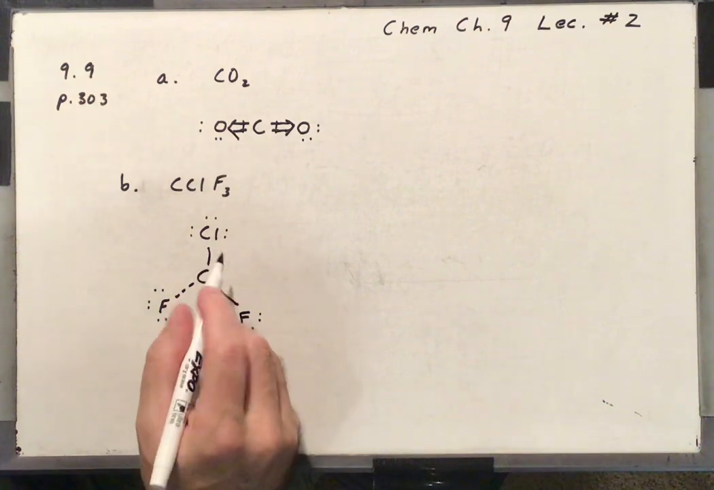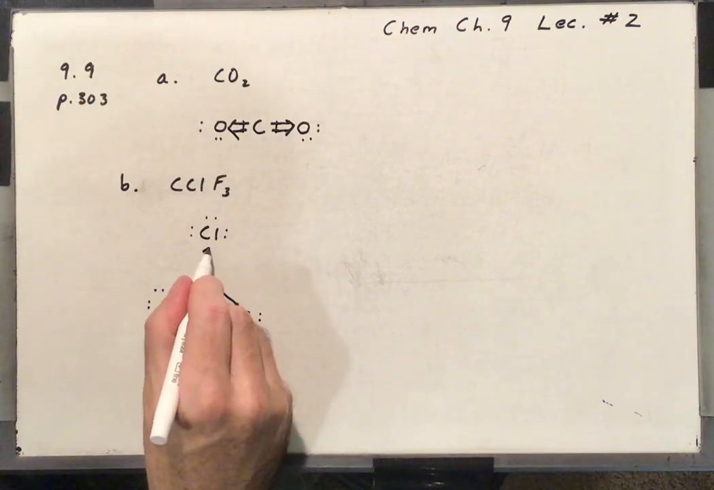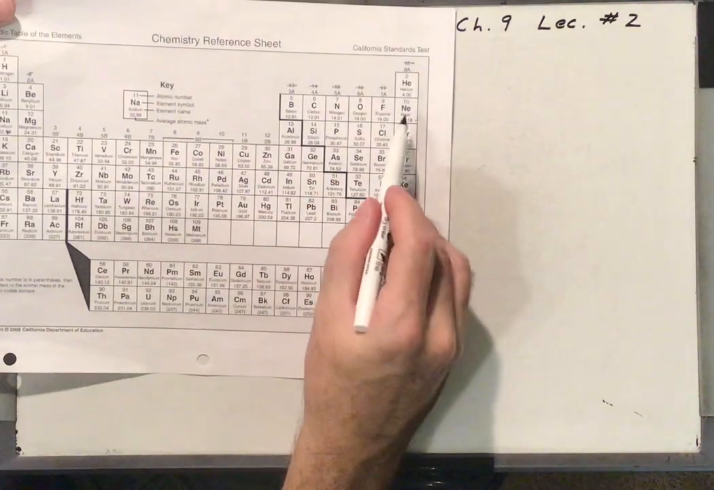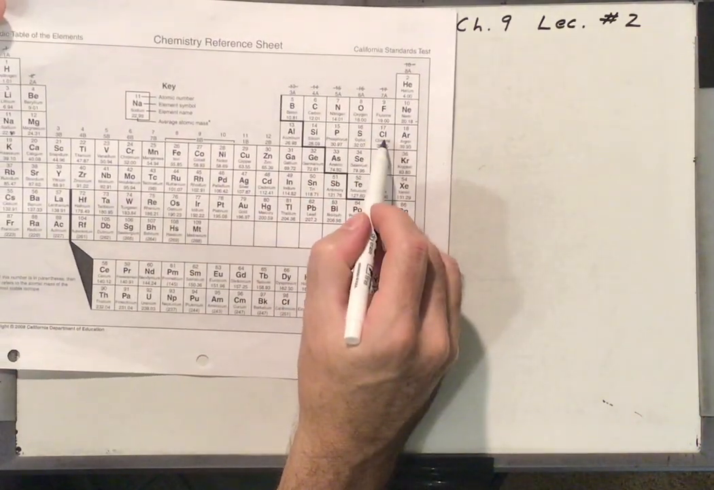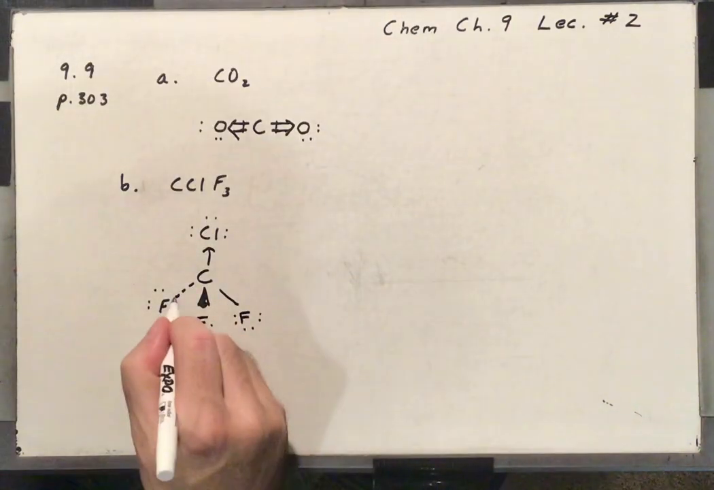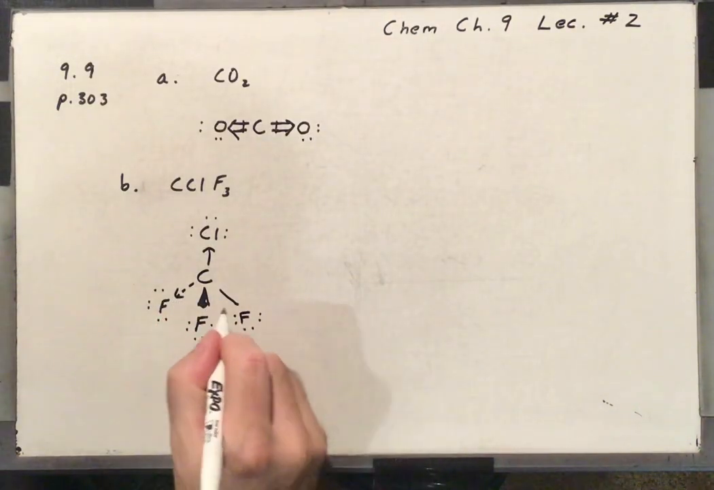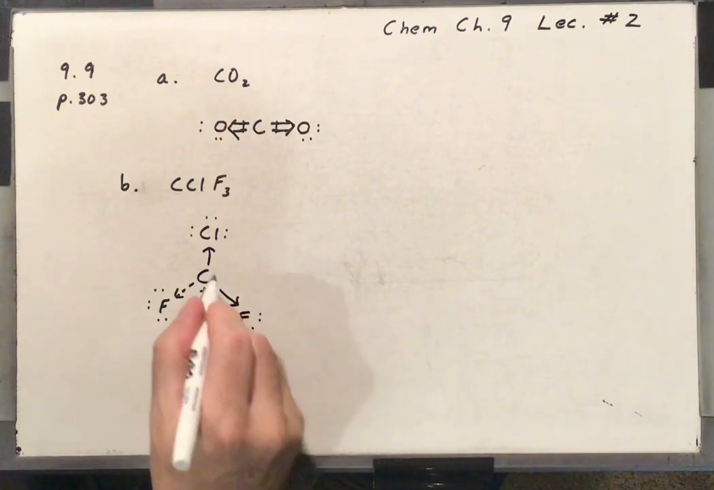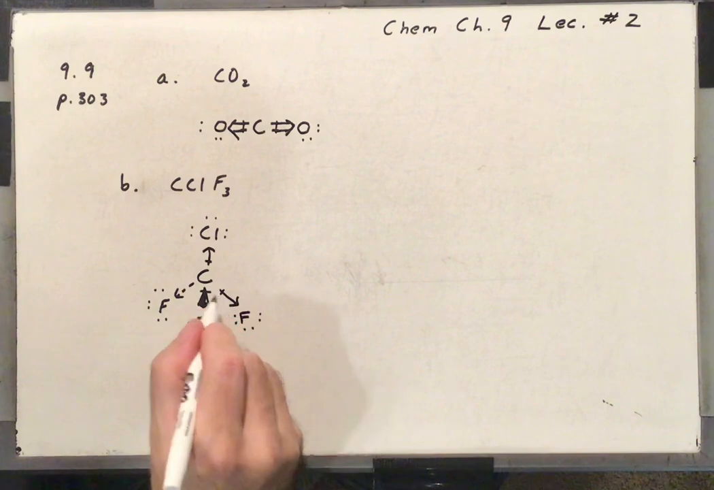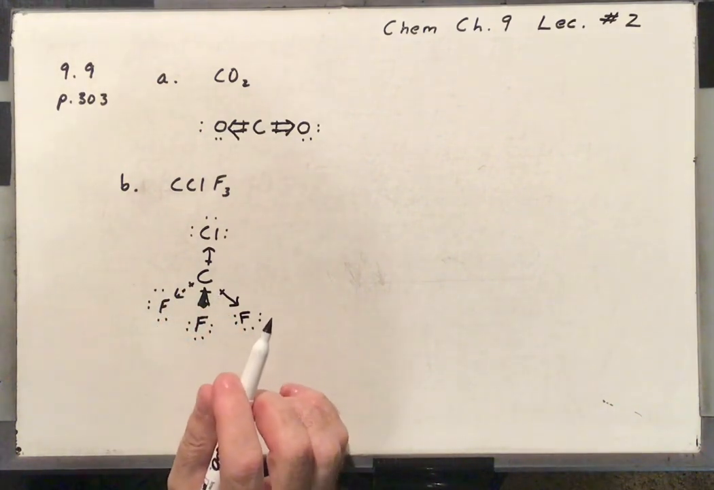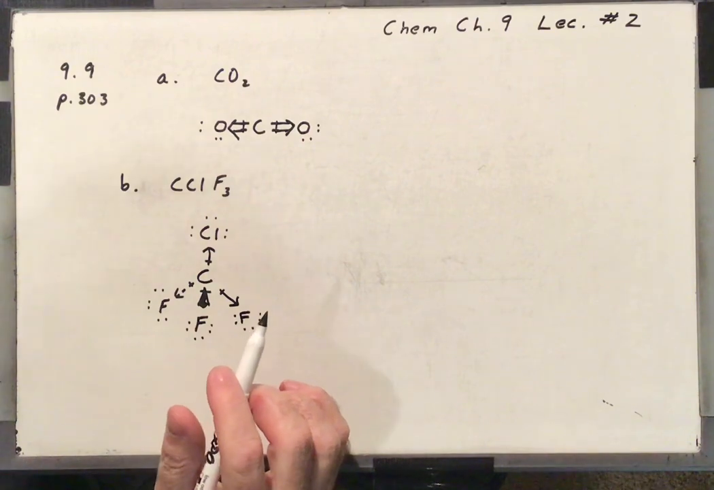And we know chlorine wins the electronegativity battle with carbon because it is to the right of carbon on the periodic table. So chlorine is down here. Even though it's down 1, it does win the battle against carbon. Fluorine wins the battle against everyone. Okay, so that shows the polar bonds for CClF3.